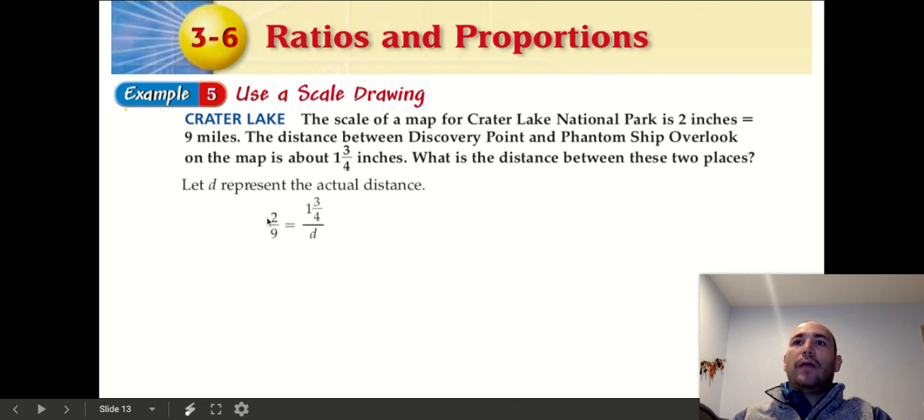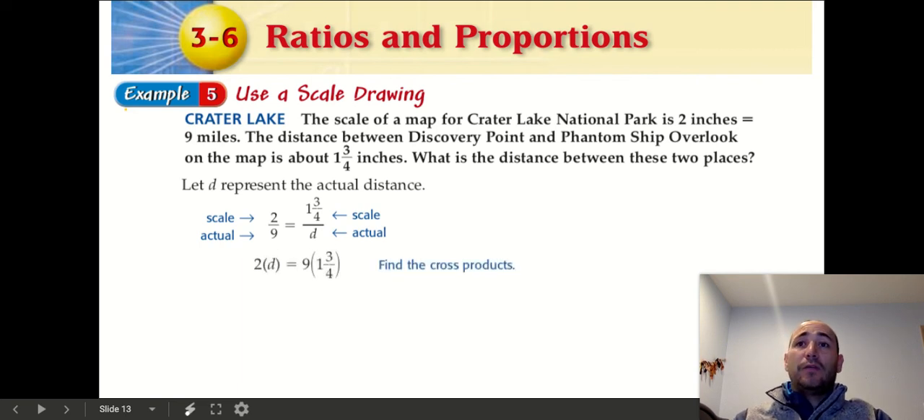So here I know that I have 2 inches equals 9. So two inches for every 9 miles. And I have 1 3/4 inches on paper, and I'm trying to figure out the actual miles, right? So paper distance, actual distance. So again, I can use my cross product, right? So 2 times d, 9 times 1 3/4.